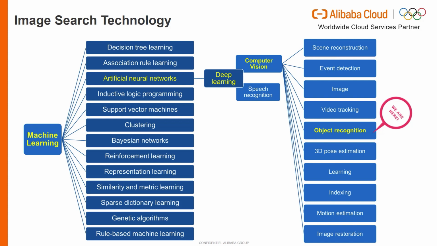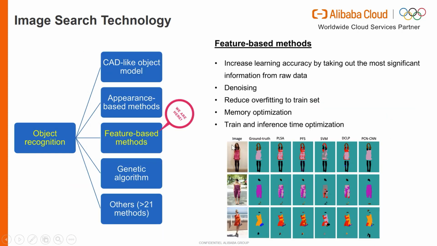For those who are interested in the technologies behind image search, this slide is for you. Image search is a part of machine learning, and artificial neural networks are one of the methods inside machine learning. And then we can talk about deep learning, and one of the application fields is computer vision. And image search is a part of object recognition. And then inside object recognition, there are still different methods. And what we're using is feature-based methods.